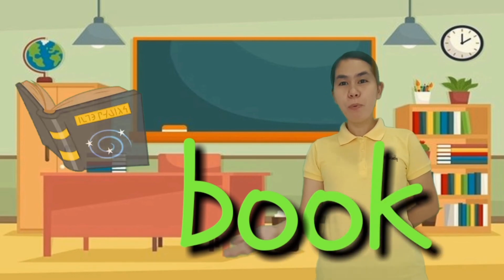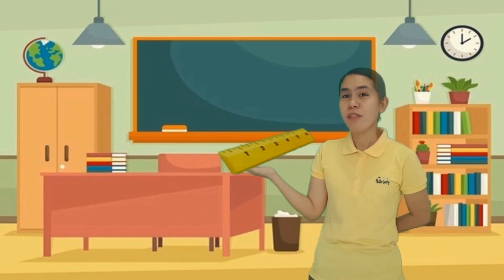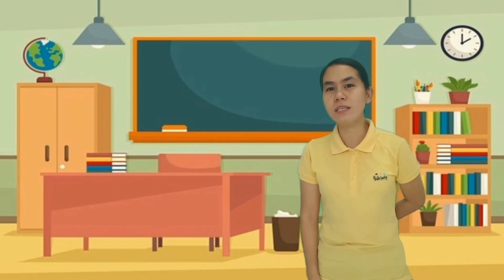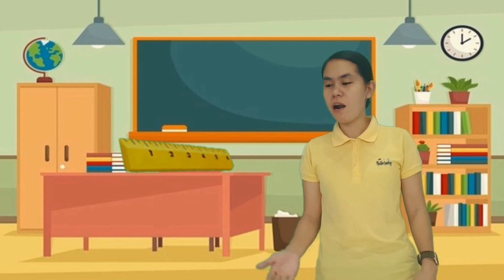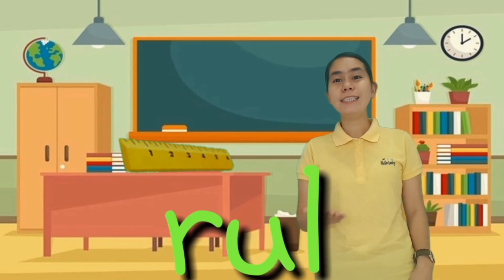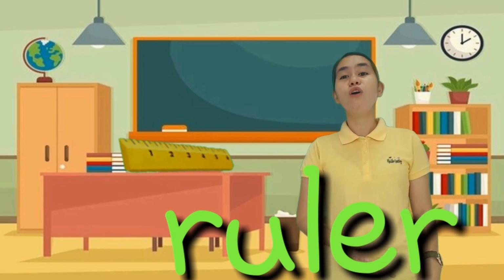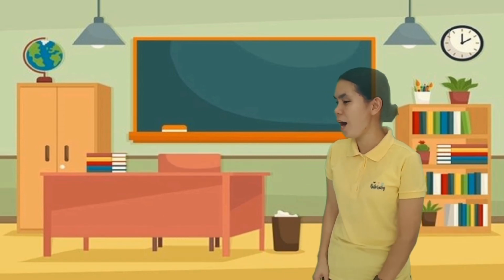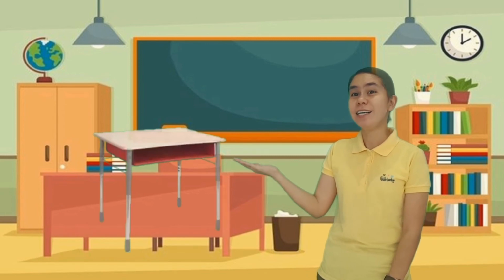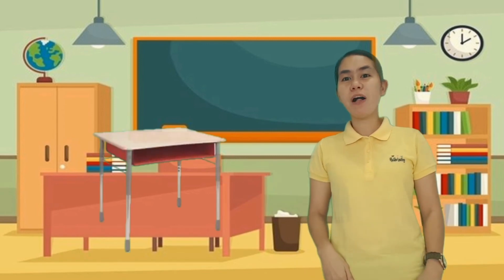B-O-O-K. Book. Next one, this is what we call ruler. Again, ruler. Spell the word ruler. R-U-L-E-R. Ruler. The next one, this is what we call desk. Again, desk. Spell the word desk.